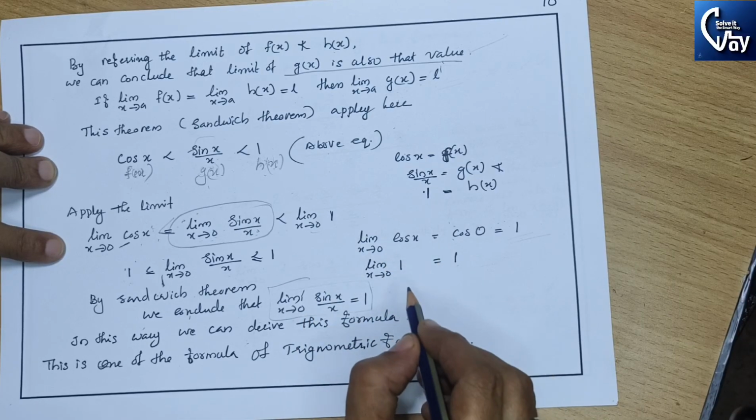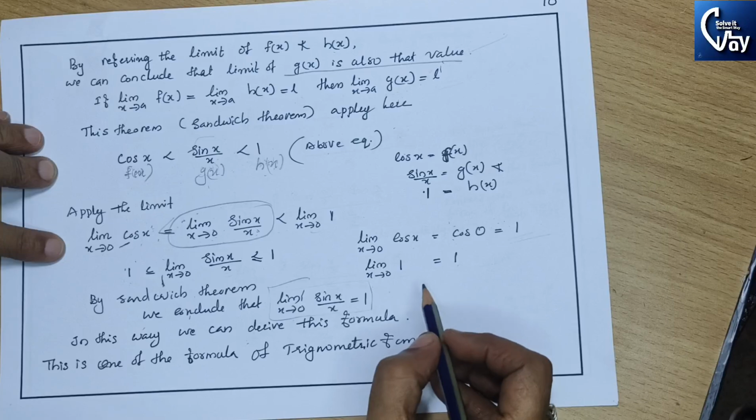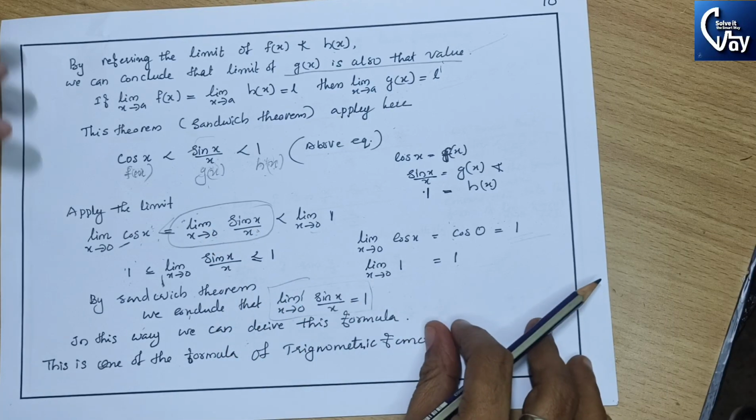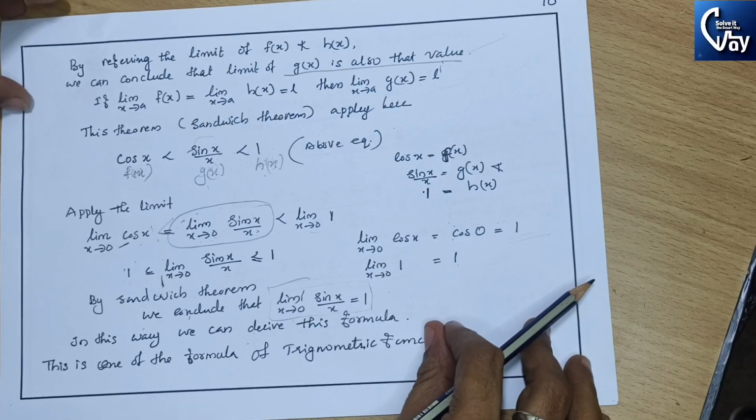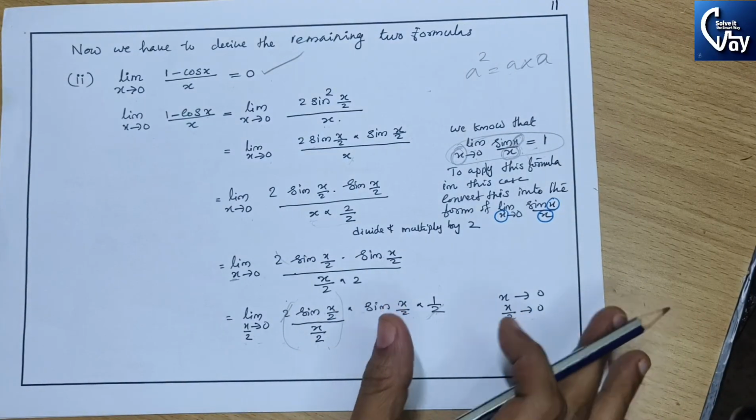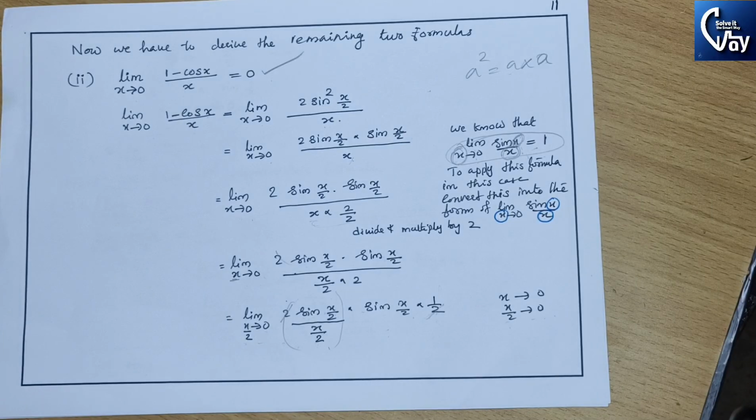This is one of the formulas of trigonometric functions. What is that? Limit x approaching 0 of sin x by x is equal to 1. Is it clear? Next, we have to derive the remaining two formulas.